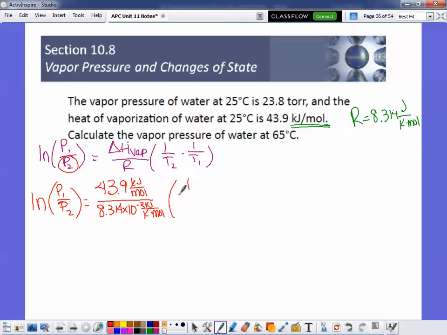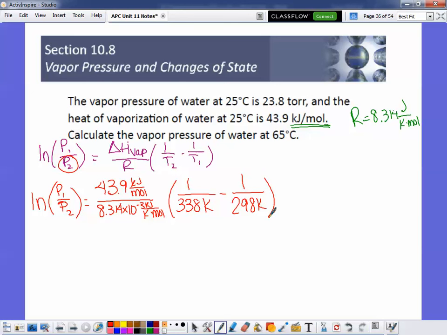And then what is T2 in Kelvin? What's 65 degrees Celsius in Kelvin? How do you convert that to Kelvin? Add 273. So what is 65 plus 273? 338? And then T1 is what? 298.